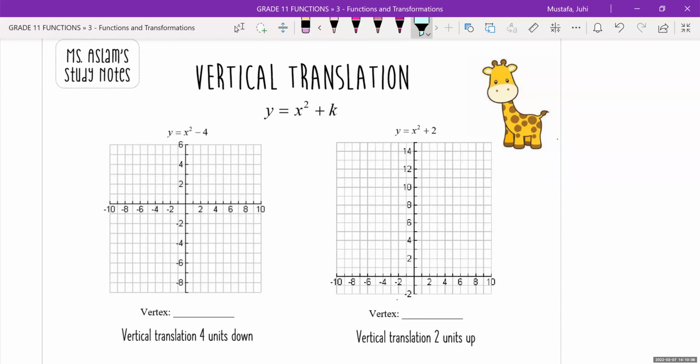Okay, I have two examples here, and we're going to have a number in front of the x squared. Guys, I have to just start this again.